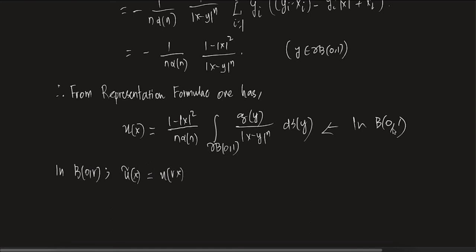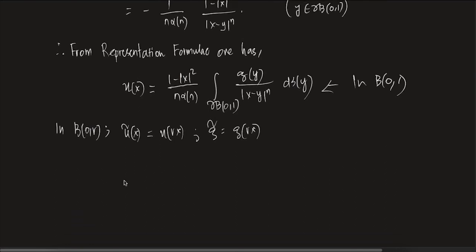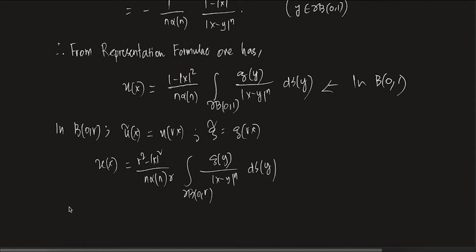So in a ball with center 0 and radius 1, this is the formula. In a ball with center 0 and radius r, you just have to scale u accordingly. So x is getting scaled to r x. That's all. And similarly, g will be g of r x. Once you do this, what do you get? You get u of x will look like (r squared minus mod x squared) by n alpha n r, integral over the boundary of B(0,r), g of y by mod x minus y to the power n ds y.